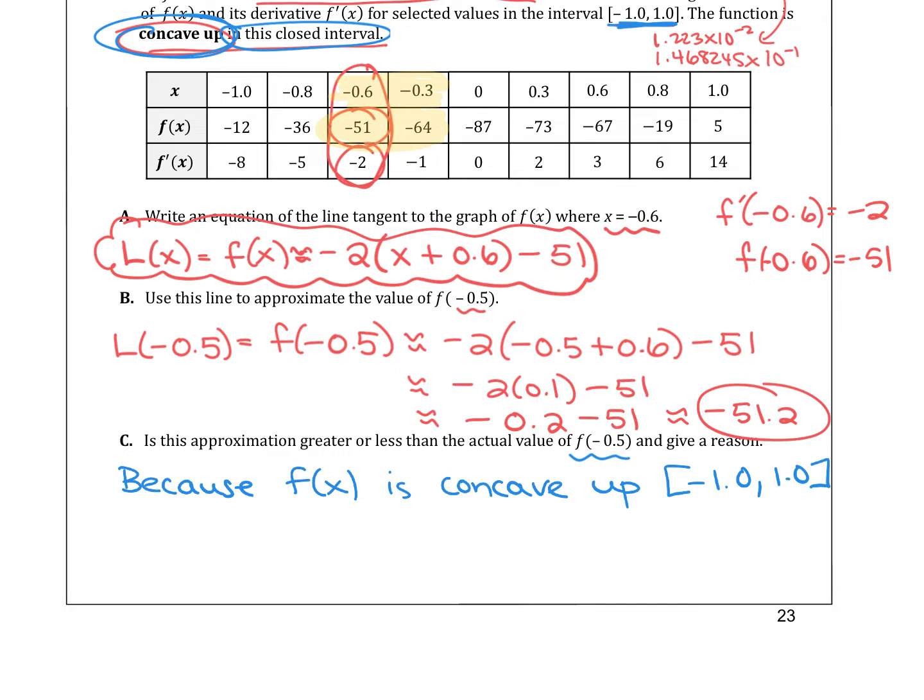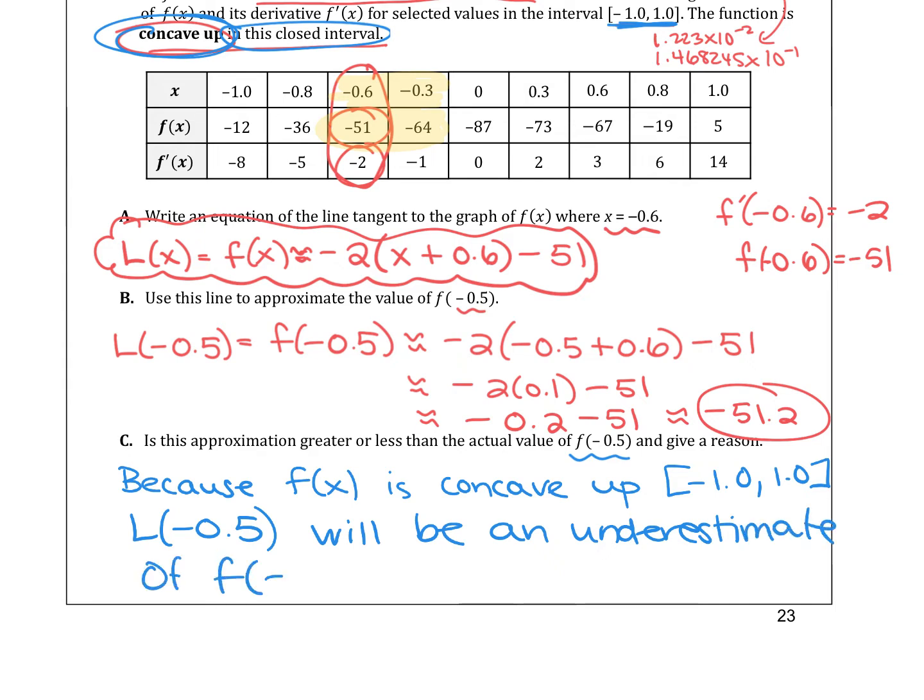I'm going to go back here quick. L of negative 0.5 will be an underestimate of f of negative 0.5. f of negative 0.5 is the actual or true value. This right here is the approximation. So again, we can tell whether an approximation using our linearization equation will be an underestimate or an overestimate based on the concavity of the function.